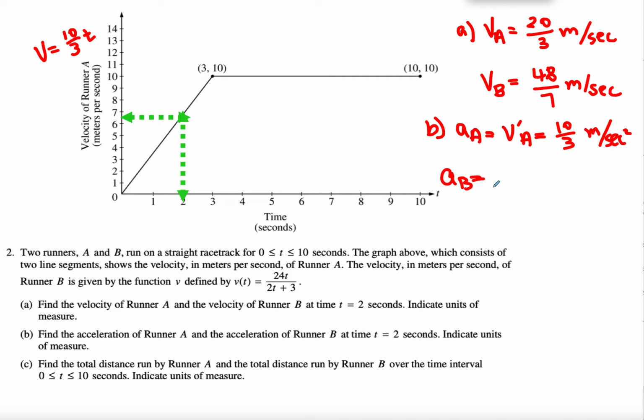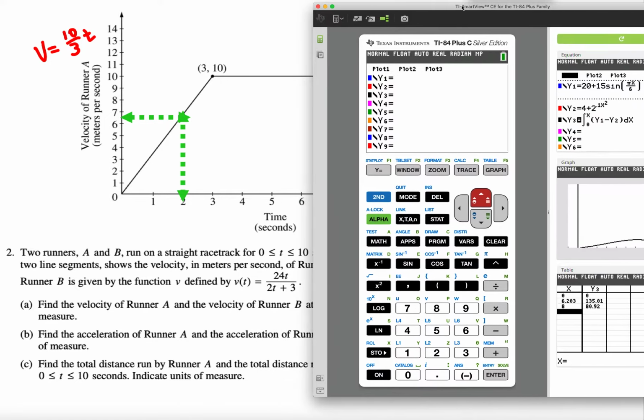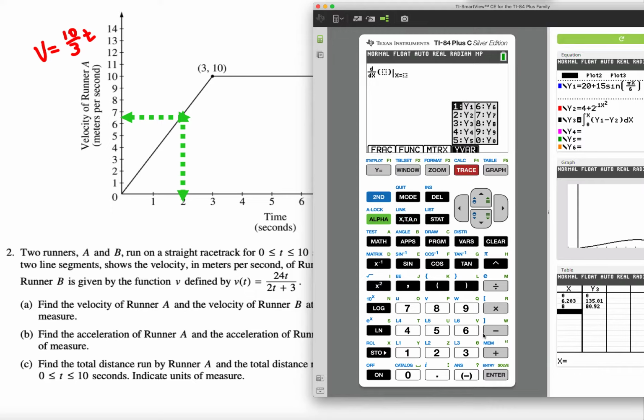How about the acceleration of B? That would be equal to the derivative of the velocity B, which I can use the calculator for in this question. So why don't I do that? I'm going to type in x, 24, so I'm going to do alpha here. So 24x over 2x plus 3. That's my equation. So then here I want to figure out the derivative. So what I'm going to do is math number 8 and d/dx against x, alpha trace, because I put it in y sub 1, put that in, and x was equal to 2.